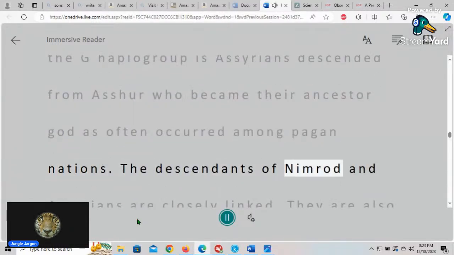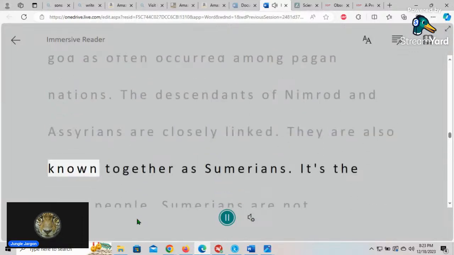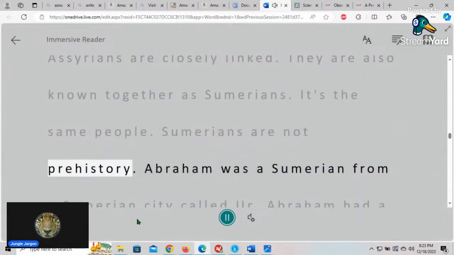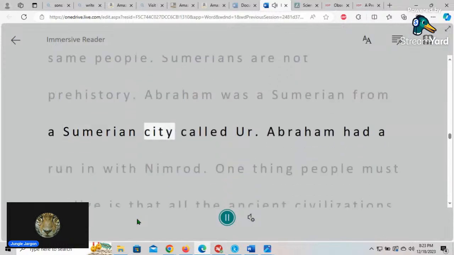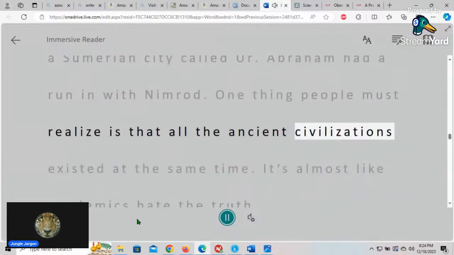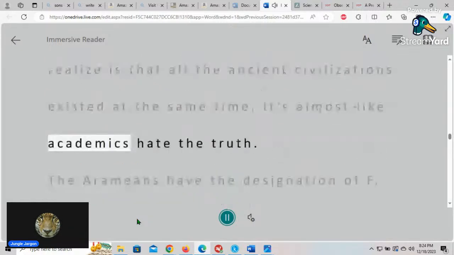The descendants of Nimrod and Assyrians are closely linked. They are also known together as Sumerians. It's the same people. Sumerians are not prehistory. Abraham was a Sumerian from a Sumerian city called Ur. Abraham had a run-in with Nimrod. One thing people must realize is that all the ancient civilizations existed at the same time. It's almost like academics hate the truth.